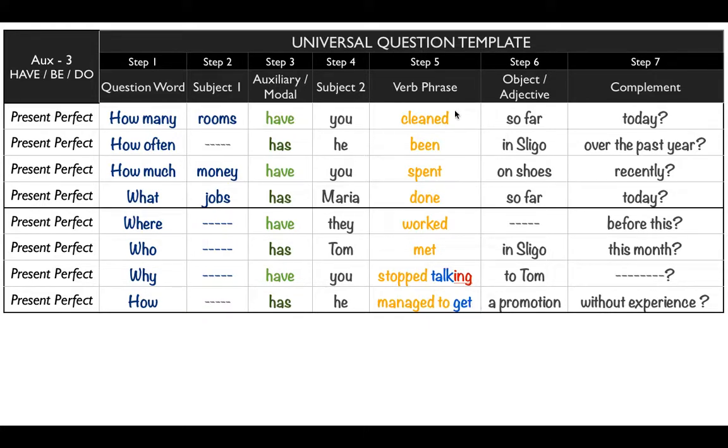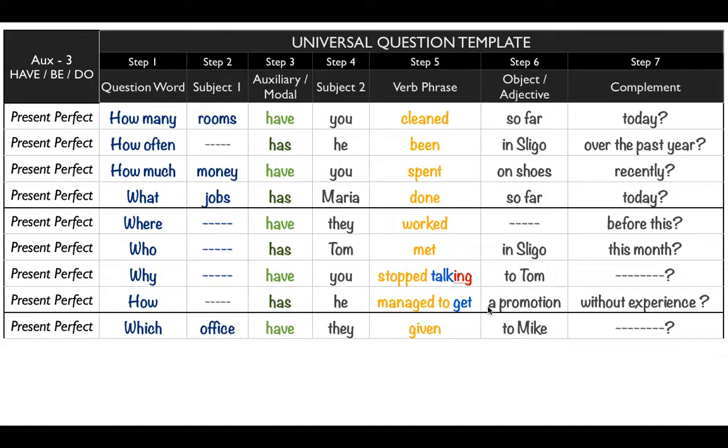So sometimes in the verb phrase you might have to use two verbs. The first verb, as you can see, will be past participle, but then the second verb will depend on what the original verb was. So when you use the verb stop in the sense of quit, then this must be ing. Manage uses to plus infinitive. By the way, a promotion means that you go higher up in your company. So you go from assistant manager to senior manager, for example.